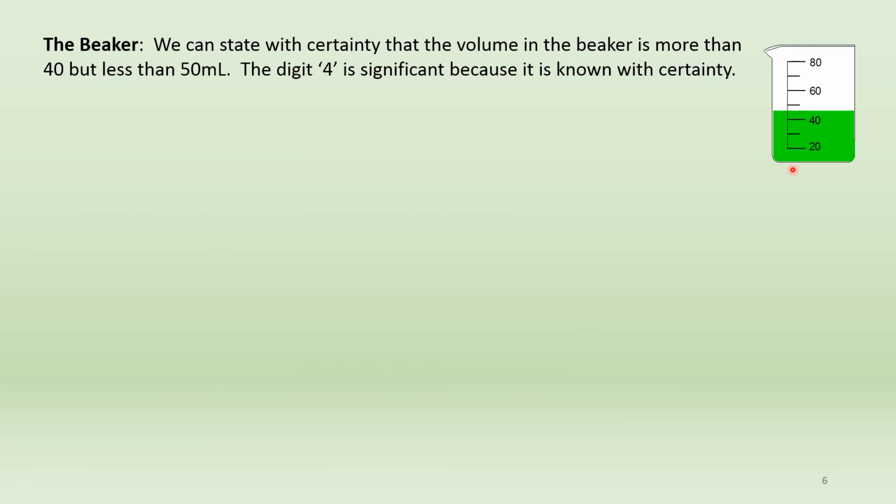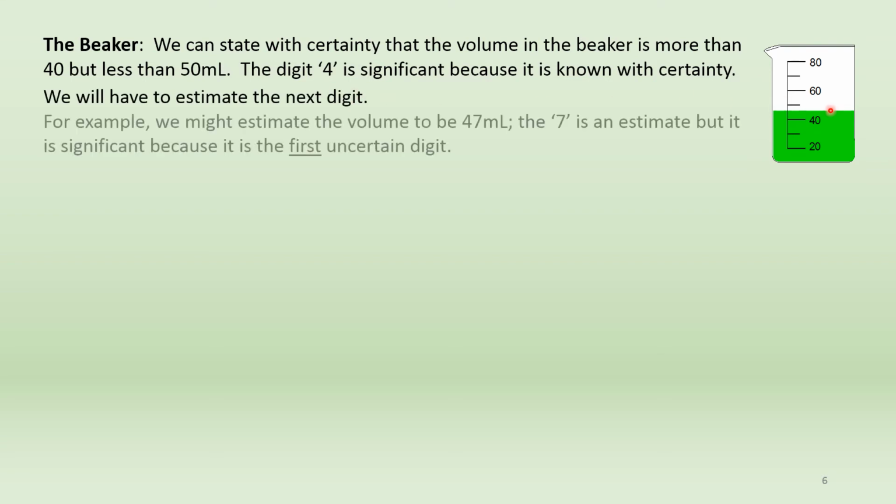So take a look at this beaker. We see divisions at 20, 30, 40, 50, 60, 70, 80. Every 10 mils is a division. So to read the volume in the beaker, I can see that's between 40 and 50 mils. So the digit 4 is significant because we know it with certainty, then we have to estimate the second digit. Now, for the sake of argument, I'm going to say this is 47, and 7 is an estimate, but it's significant because it's the first uncertain digit.